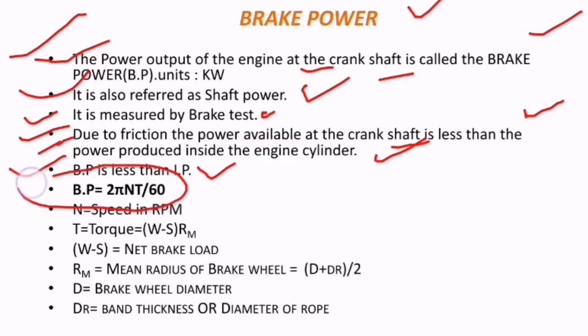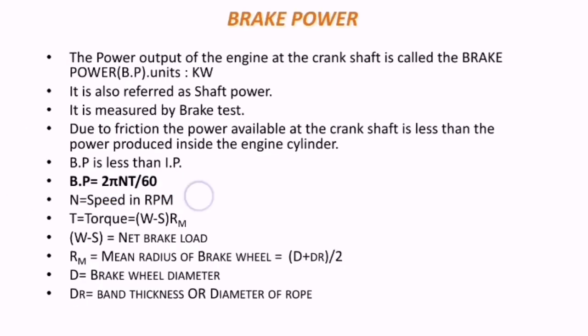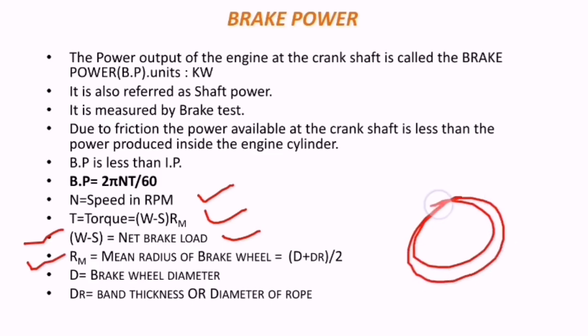So the BP formula is BP equals 2 pi N T by 60. This is a standard formula, very important. Brake power equals 2 pi N T by 60. N is the speed in RPM, which is divided by 60. Torque equals W minus S into R M. W minus S is the net brake load, and R M is the mean radius of the brake wheel. If the wheel is there, a rope is taken around this wheel to conduct the test.